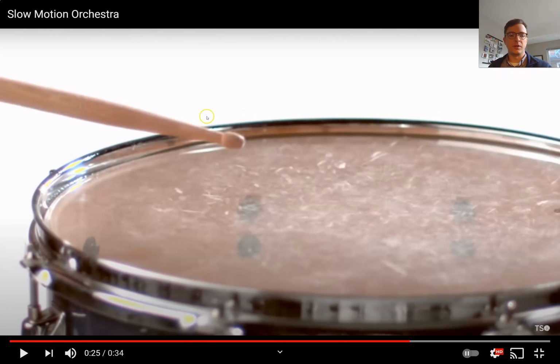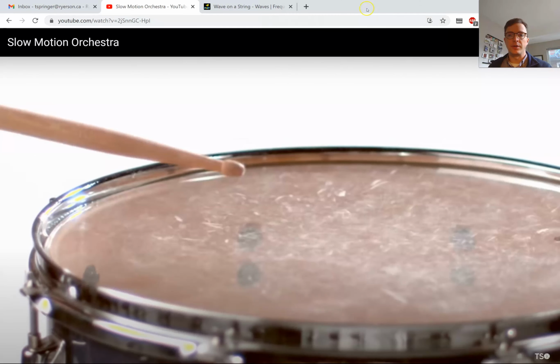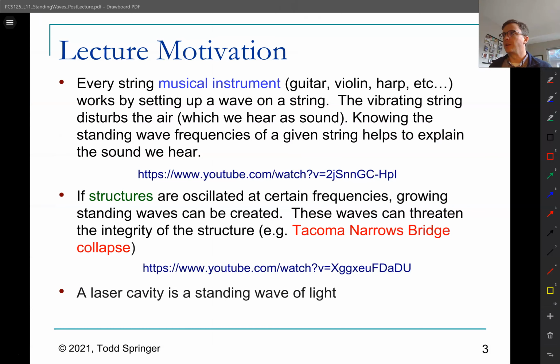That's just a fun little application. If the quality is not good in the recording, I encourage you to open up the link and watch it yourself, because it's a really nice illustration of waves showing up when you play an instrument.